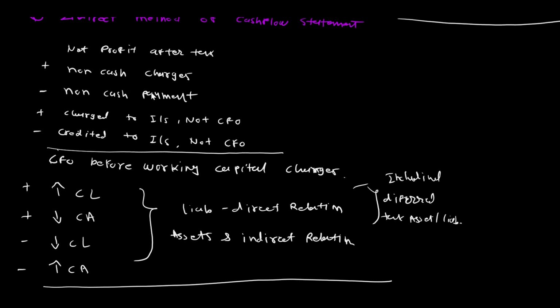So in the net profit he adds the non-cash charges, and the non-cash payments should not be deducted from the net profit, to get the real cash balance of the business. So they subtract non-cash payments, then they add the charges to the income statement that are not part of cash flow from operation.